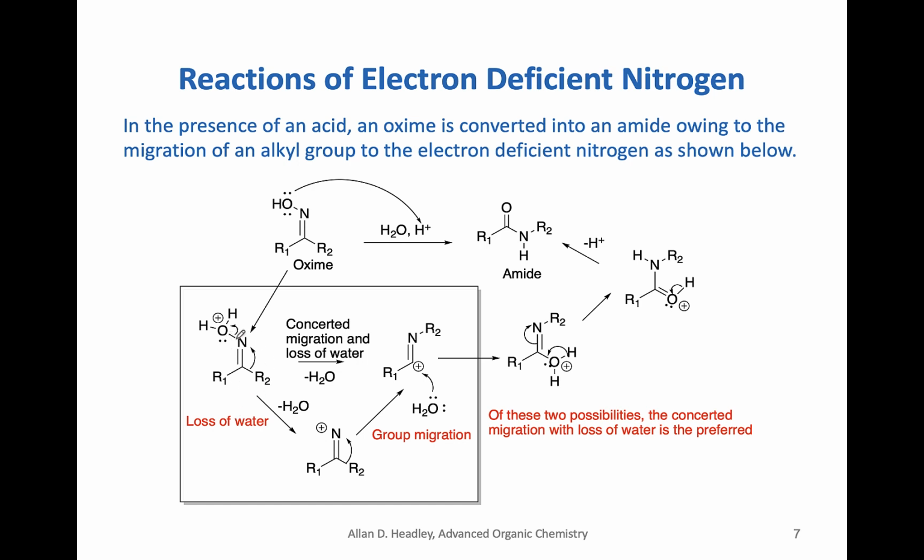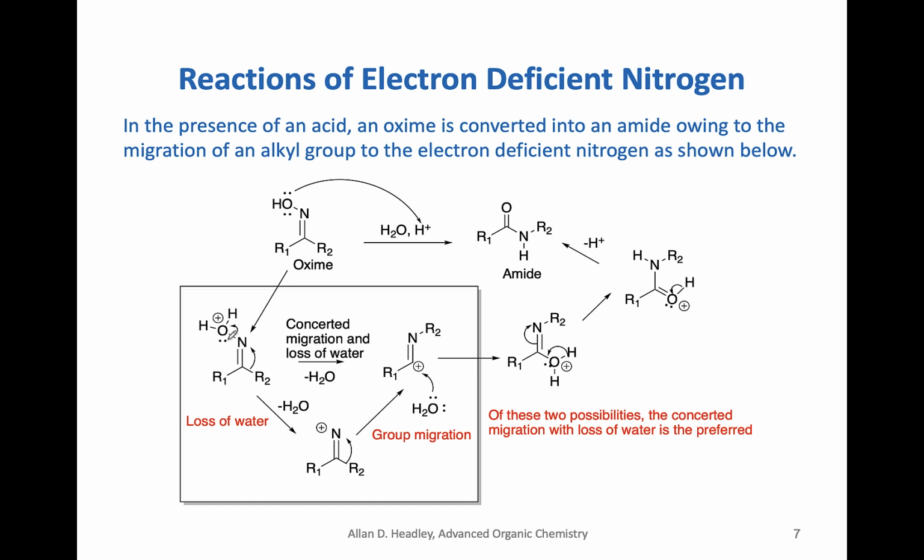Let's see what can happen here. Let's go here first. We can have loss of water to get this group here, or the electron deficient nitrogen, and we can have now a migration of R2 to R1 to get this. Or we can have a concerted migration while the leaving group leaves. So as the R group comes in, it pushes out the water. So we can go in this direction minus the water here while this R2 migrates. We call this a concerted migration with a loss of water.